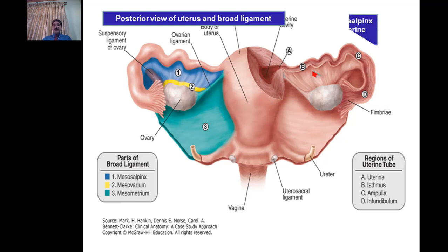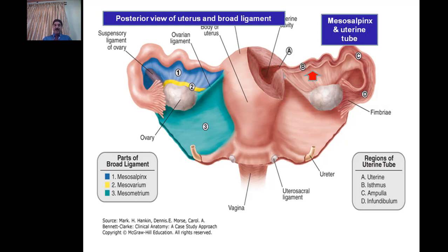Mesosalpinx is basically part of the broad ligament which encloses the uterine tubes. As already said, it is a double-layered fold of the peritoneum enclosing uterine tubes. Uterine tubes lie between the anterior and posterior layers of the broad ligament. Over the superior border of the uterine tube, these two layers are continuous with each other.